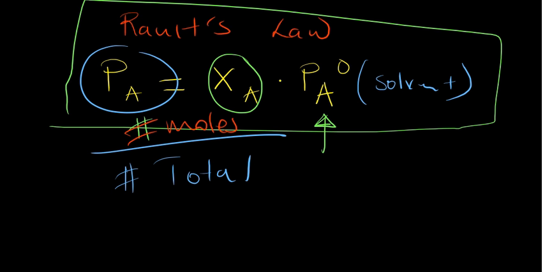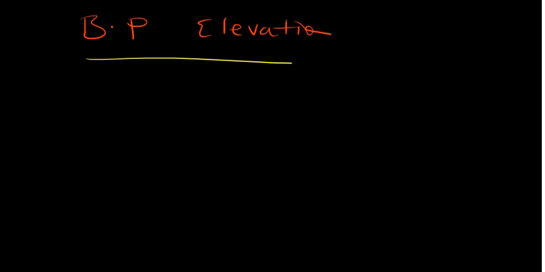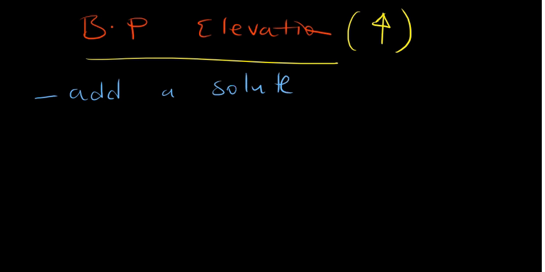Now let's move on and talk about the boiling point. Boiling point derivation. So this already tells you what we're trying to say about the boiling point. If you look at boiling point elevation, elevation means an increase, right? So what you need to understand is if you add a solute to a solvent, there is an expected increase in the boiling point of that solvent.